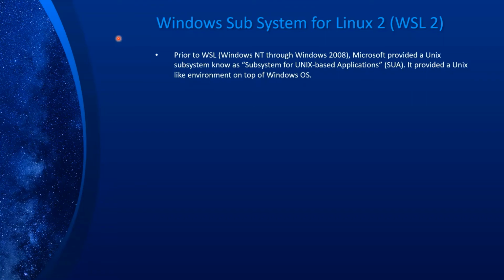Prior to WSL and during the Windows NT through Windows 2008 timeframe, Microsoft provided a Unix subsystem known as Subsystem for Unix-Based Applications, or SUA for short. It provided a Unix-like environment on top of Windows. And the way it worked was customers would bring in their Unix-based application, recompile them with the help of SUA, and run them on top of Windows. Again, that was an emulated environment, not a true Unix environment.